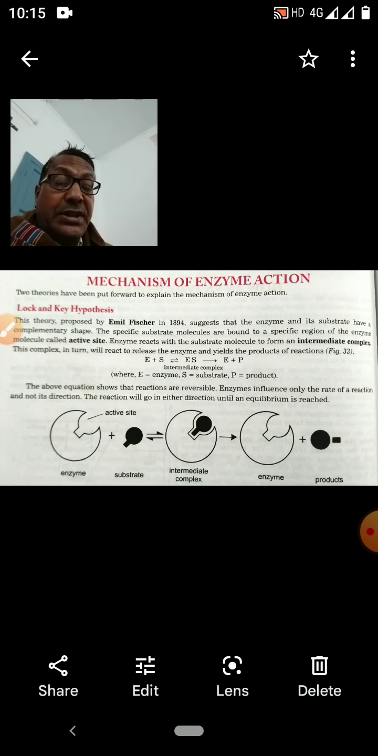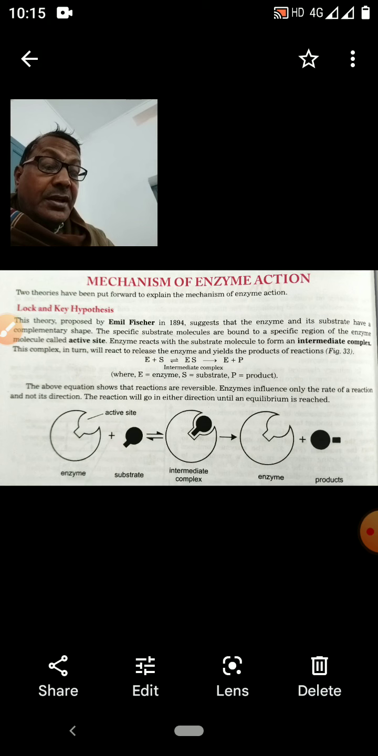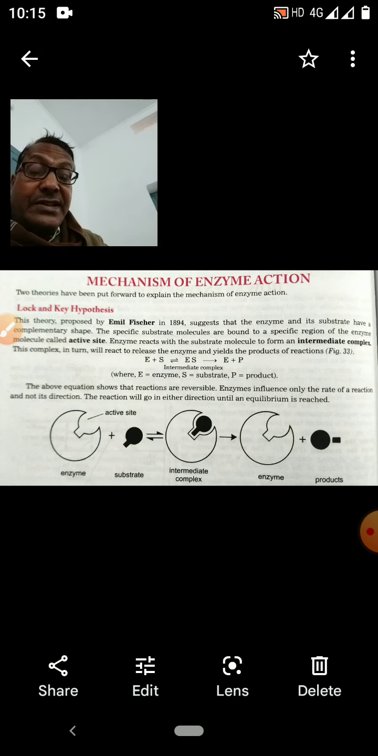The lock and key hypothesis was proposed by Emil Fischer in 1894. According to this theory, enzyme and substrate molecules have complementary shapes. The specific substrate molecules are bound to a specific region of the enzyme molecules. The specific region of the enzyme molecules where the substrate molecules can attach is called the active site.